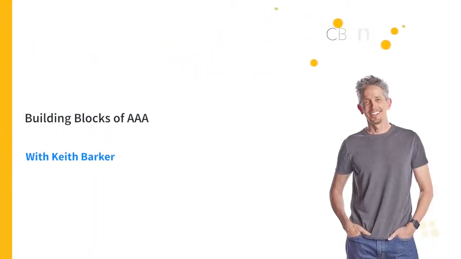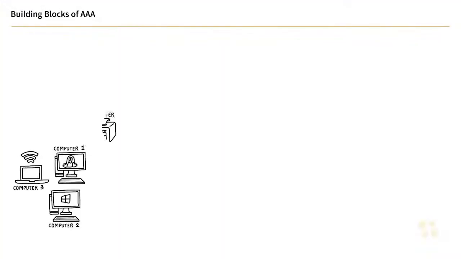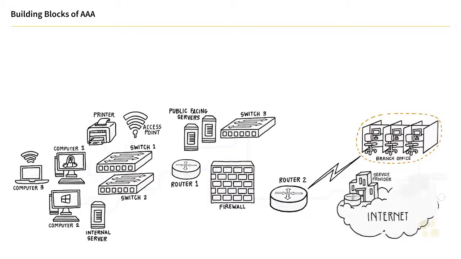A lot of people really enjoy food and also a really good recipe. Well, in this nugget, this video, you and I are going to take a look at some of the ingredients that go into the recipe for AAA in a Cisco network. Let's begin, and let's use this as the backdrop for our discussion about AAA.